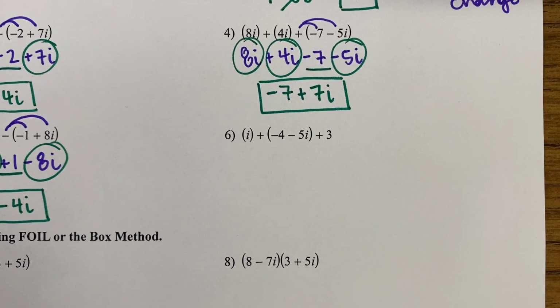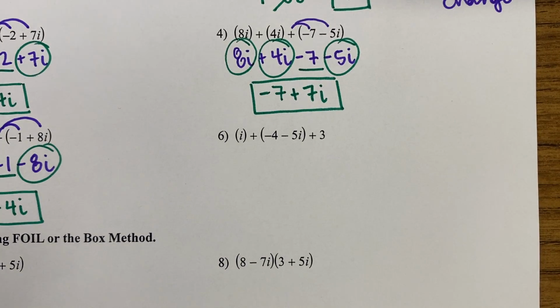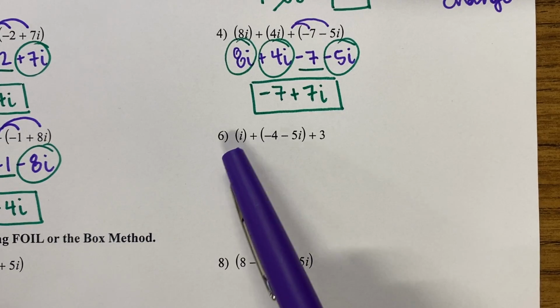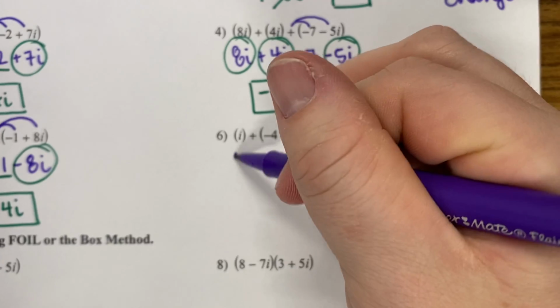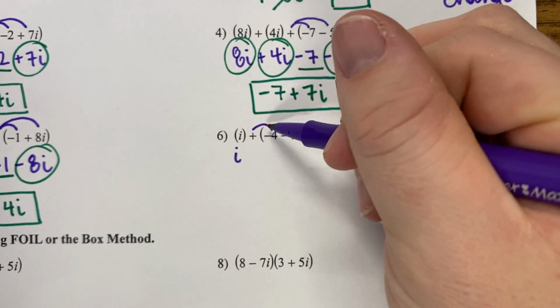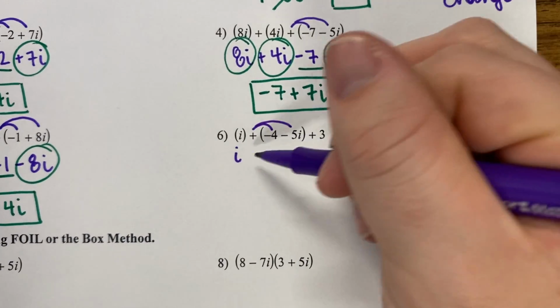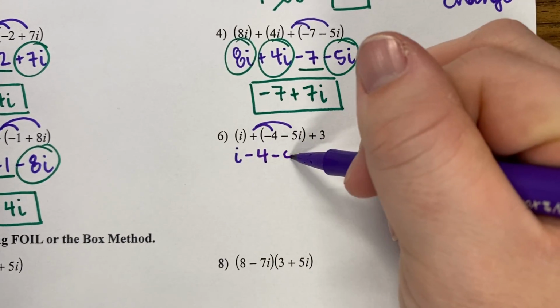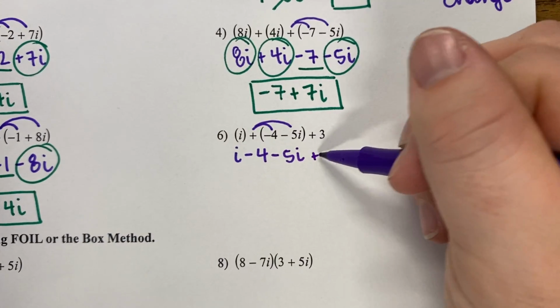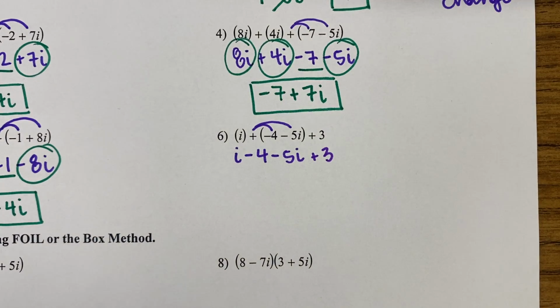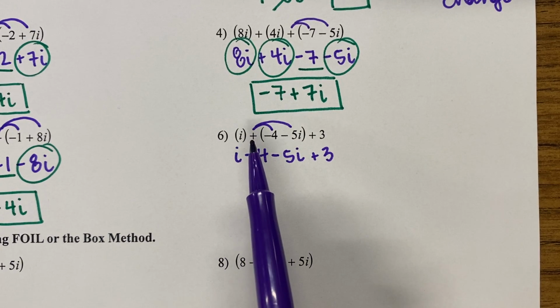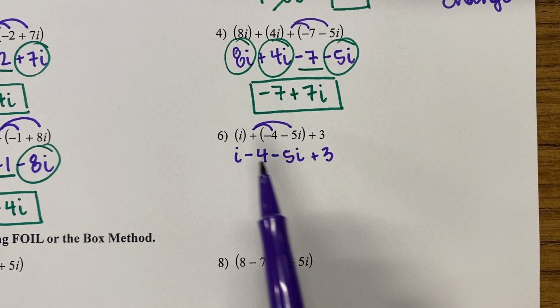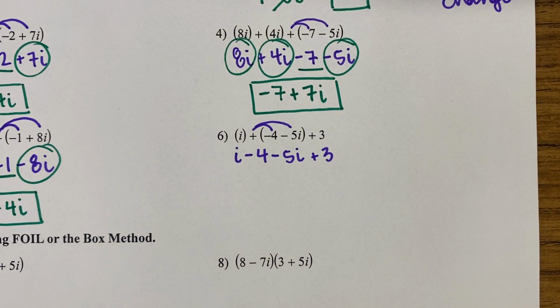Okay, number 6. So again, I have this random i in front that's in parentheses, but there's no sign in front of it that would change it, so it just stays i. This addition sign keeps those signs the same, so -4 minus 5i, and then just this +3 at the end. So again, that i really doesn't need the parentheses because nothing's changing it. The addition sign tells those signs to stay the same, and our +3.